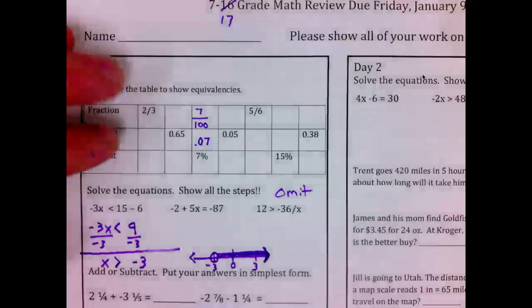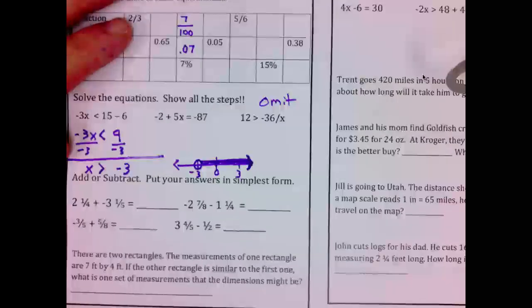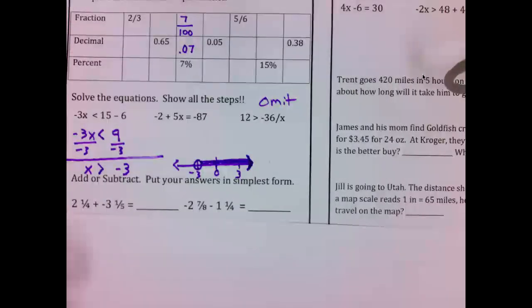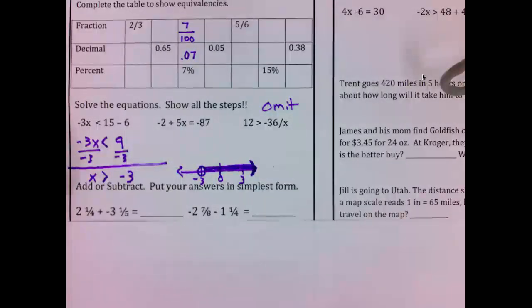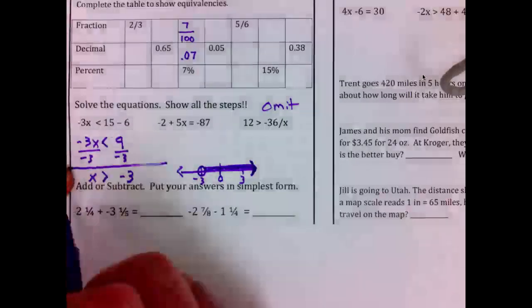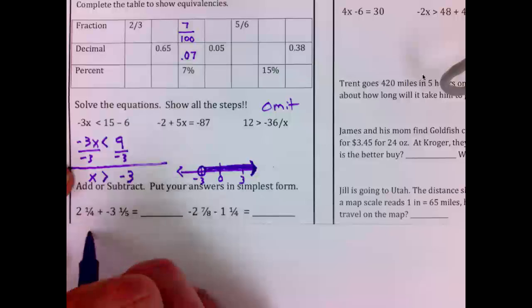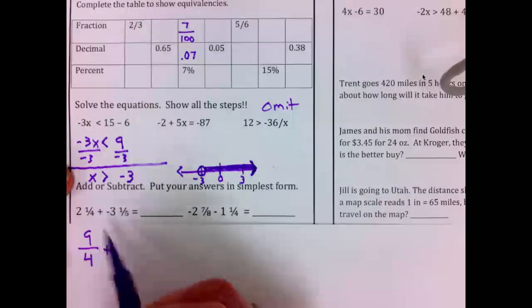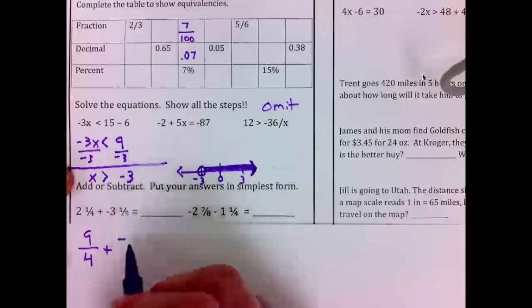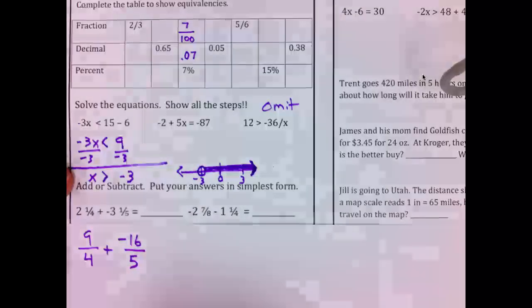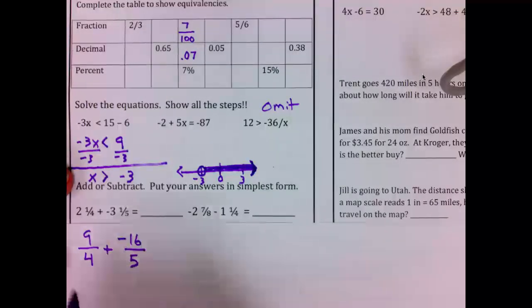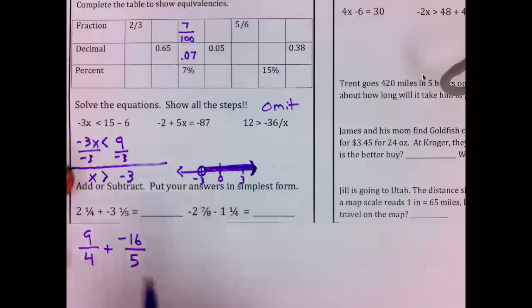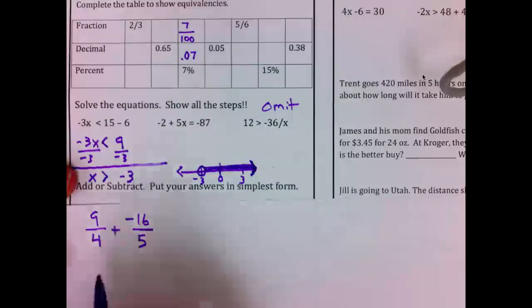Alright. Going on down, we're adding or subtracting. We have some mixed numbers here. I'm going to look at our first one. We have 2 1/4 plus a negative 3 1/5. I'm going to show this by finding our improper fraction first. So 2 times 4 is 8, plus 1 is 9. 2 1/4 is 9/4, plus a negative. 3 times 5 is 15, plus 1 is 16. This is negative 16 over 5. So we have 9/4 plus negative 16 over 5. Remember, when adding or subtracting, we must have a common denominator. With 4 and 5, the common denominator is 20. I need to change these numbers so that they're both over 20.